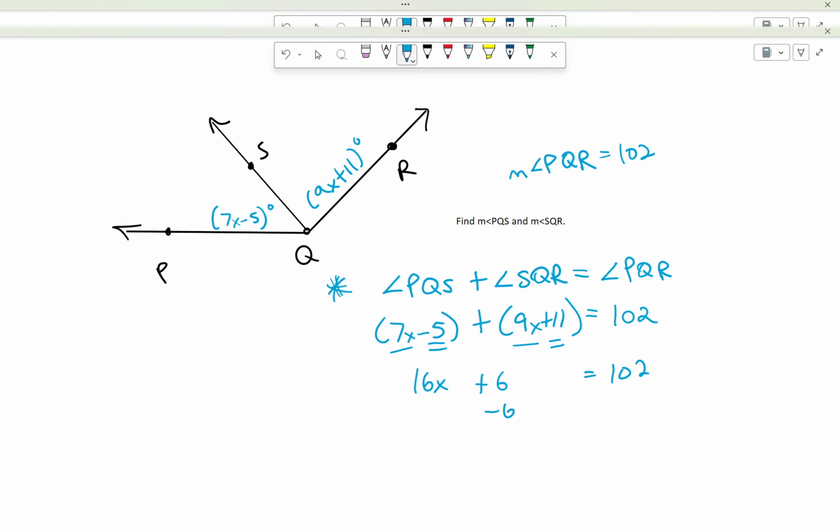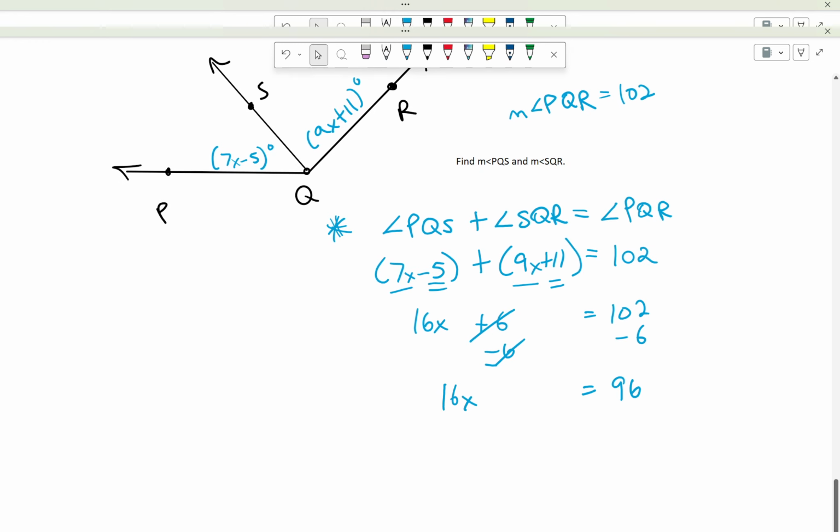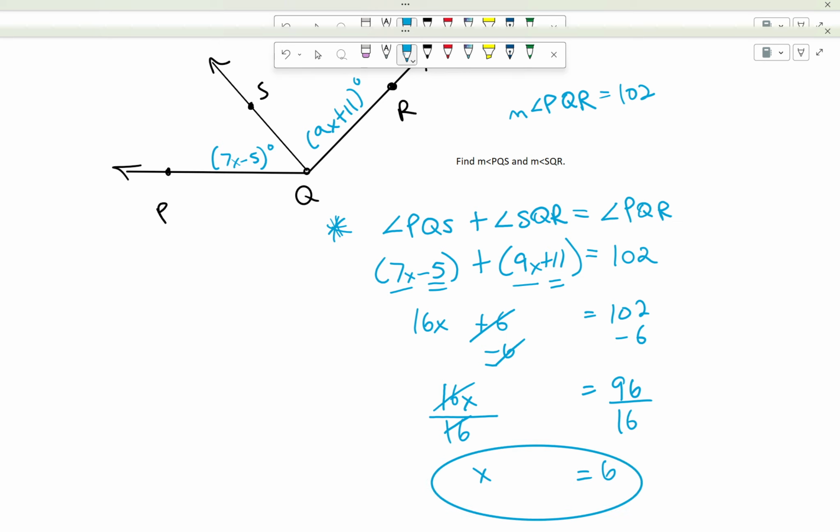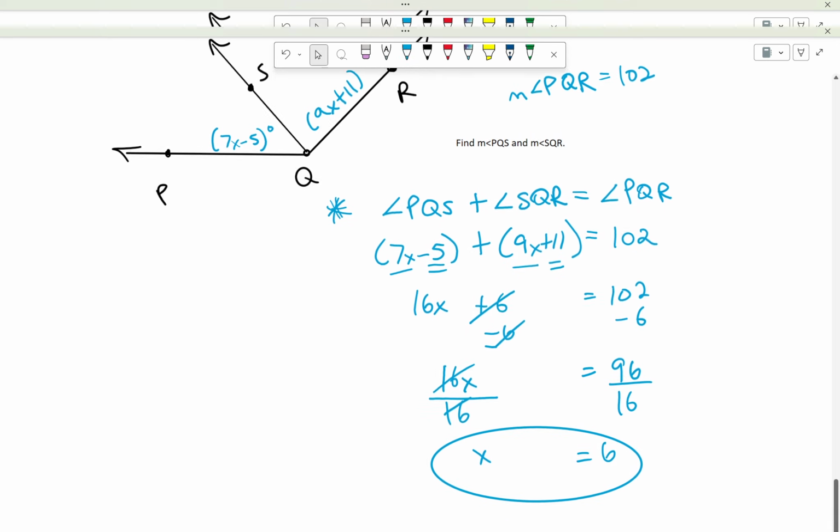I'm going to subtract 6 from both sides algebraically to cancel out. So I have 16x is equal to 102 minus 6. Verify in your calculator to make sure your arithmetic isn't messed up and you don't lose any points. And if you don't know your 16 times tables, no judgment about that. When I divide both sides by 16, the 16s are going to factor out, and 96 divided by 16 is equal to 6. So we have x equals 6. Now we have to take that information and plug it back in.